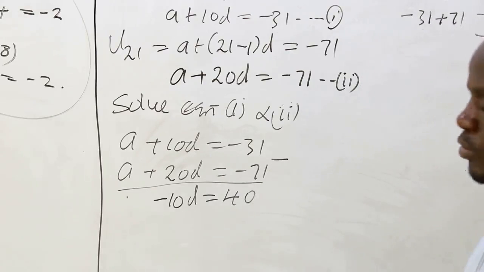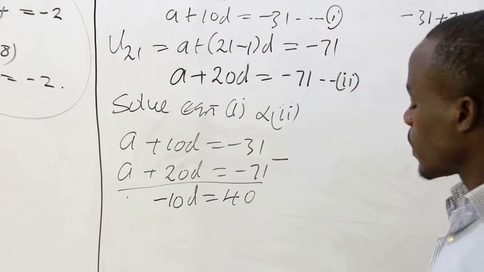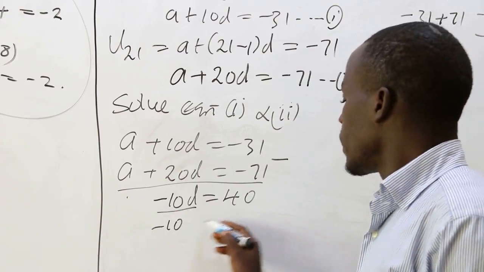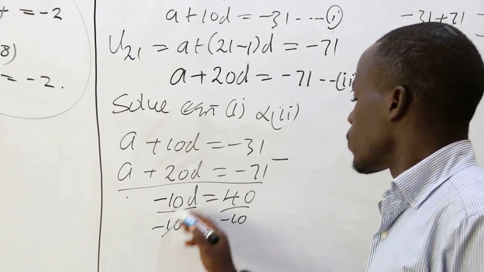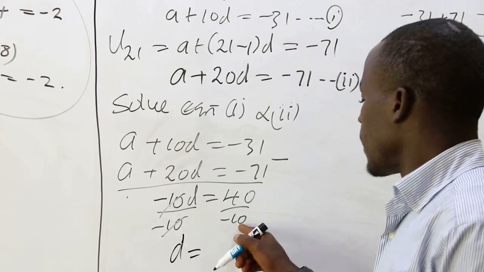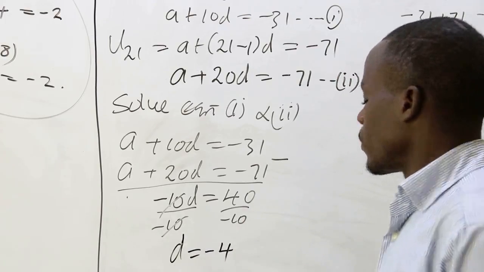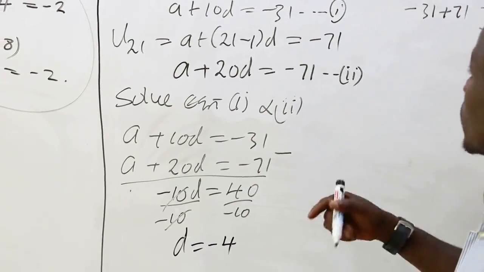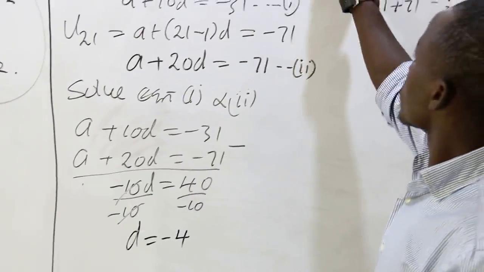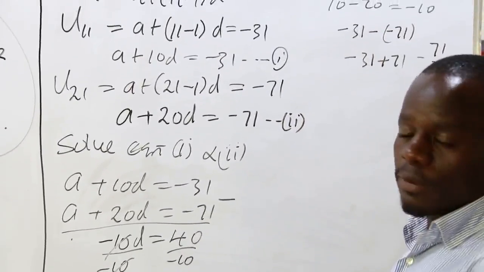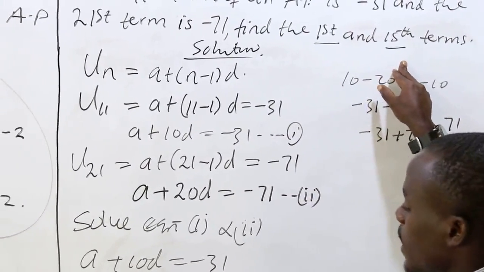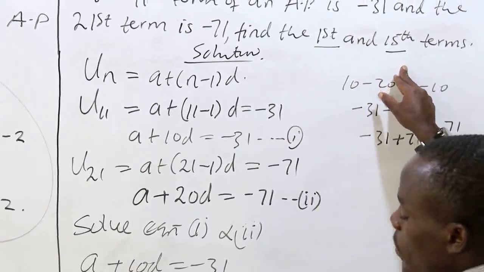40. So we want to get d, we have to divide both sides by the coefficient of d, which is minus 10. So I'll divide this by minus 10, divide this by minus 10. This will cancel out, and then d will be 40 divided by minus 10, and that will give us minus 4. We've gotten the common difference. Now, remember our target is to get the first term and the 15th term. Before we can get them, we must know the common difference and the first term. So thank God we've gotten our common difference.